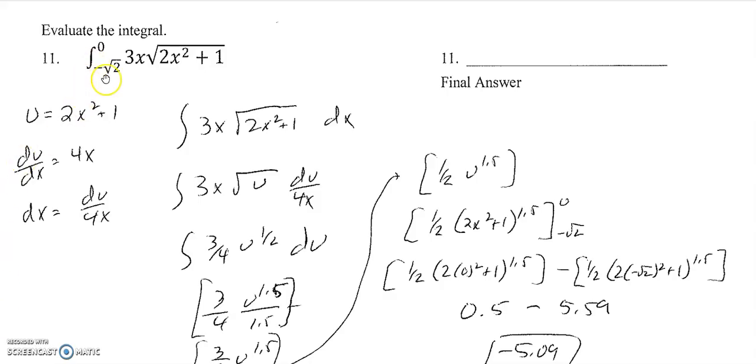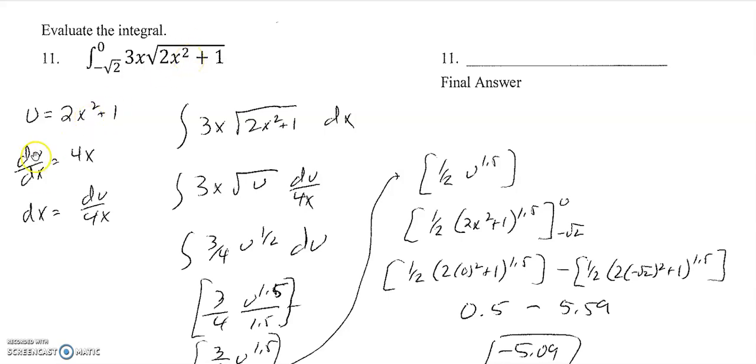Notice we have an integral from negative square root of 2 to 0, 3x square root of 2x squared plus 1. Notice that it's a little more complicated, so we'll be doing u substitution. And in this case, u equals 2x squared plus 1, because again, it makes it a little simpler to begin with. Square root of 2x squared plus 1. If we substitute 2x squared plus 1 in for u, it makes it much simpler to take the integral of.